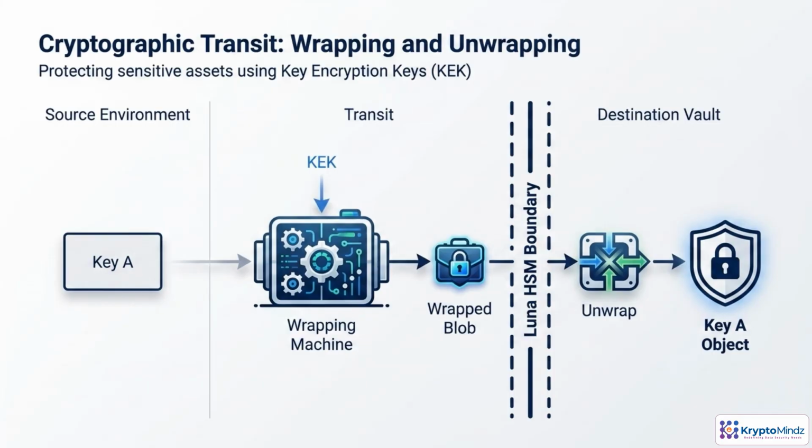Key wrapping simply means encrypting one key with another trusted key, so it can safely leave its home. The wrapping key or key encryption key turns your key into a ciphertext blob that can travel or be stored outside the HSM. When it arrives, the HSM unwraps it and recreates a managed key object. The critical controls are the attributes: whether a key can wrap, unwrap, or be extracted, and who is authorized to perform those actions.